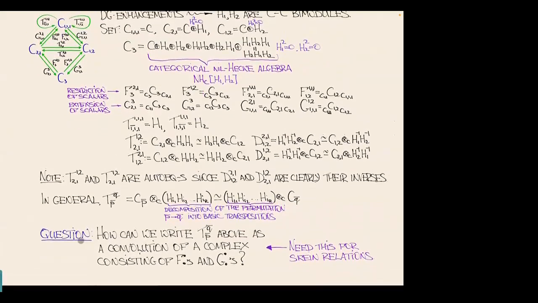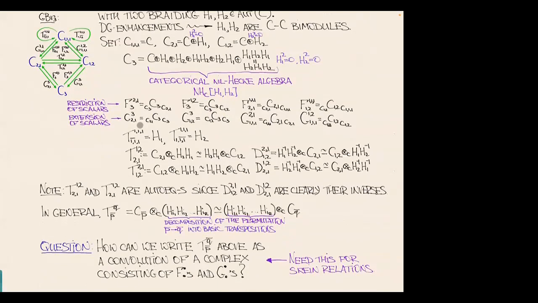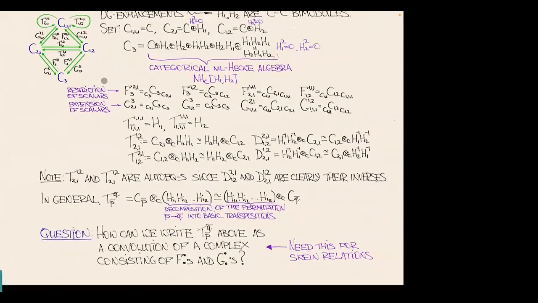So there is a question: how can we formulate this in the framework I've described? I really need to write this as a convolution of a complex consisting of forks and merges. So how would we do that? Just to stress again, this categorical Nil-Hecke algebra exists for any n, and this is one of the things we've been studying to understand what are Skein-triangulated representations of these generalized braids.